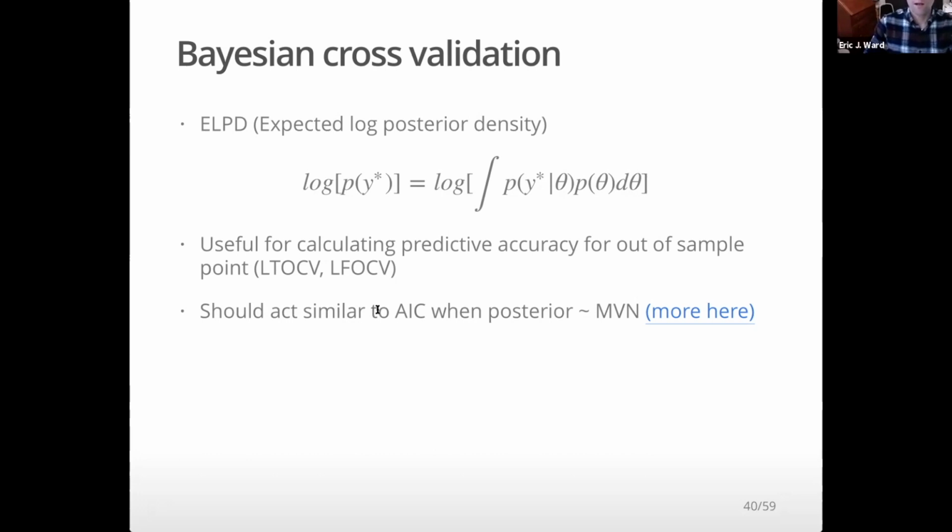But when your posterior is not multivariate normal, then they're going to diverge, and it will really show you the differences between AIC and the Bayesian analogs.